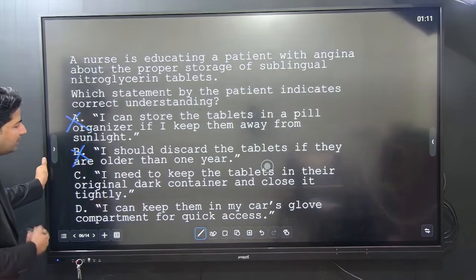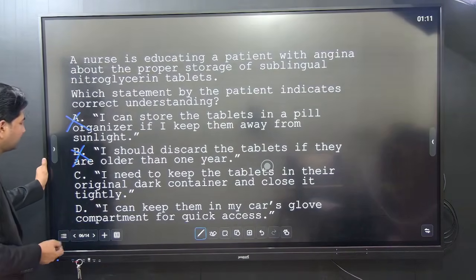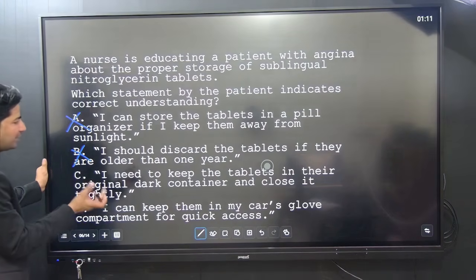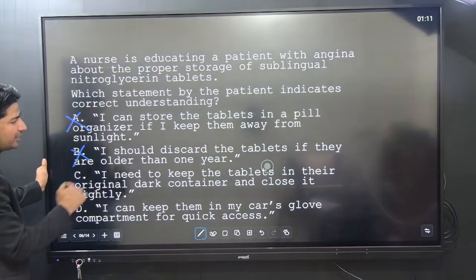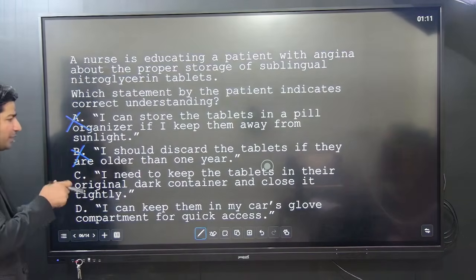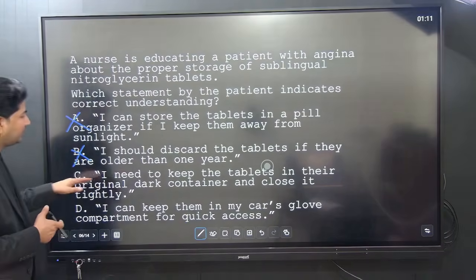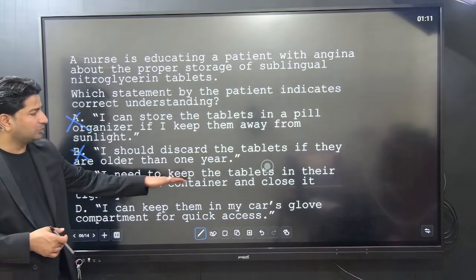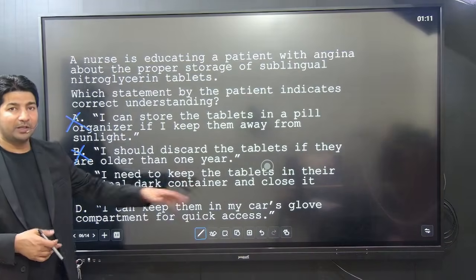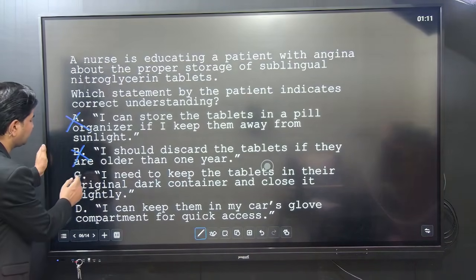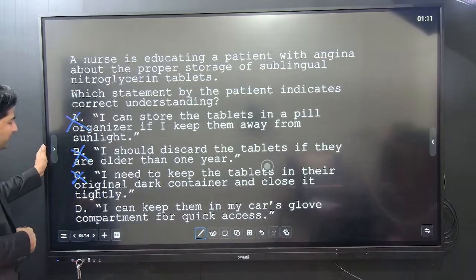C, I need to keep the tablets in their original dark container and close it tightly. Yes, in this case we use its original dark container. Keep the nitroglycerin inside it and ensure it is closed tightly. So if you close it tightly, air won't get in. And it's a dark container. The original dark container for nitroglycerin prevents light from getting inside, so this means that light won't cause any damage to these nitroglycerin tablets.